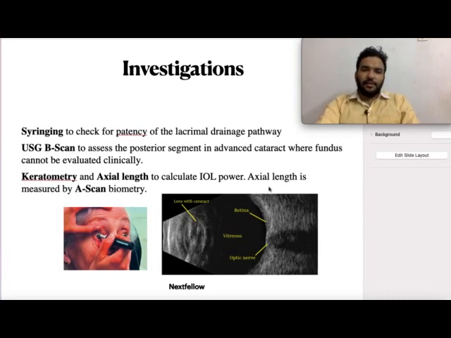This is A scan, this is B scan. A scan is for axial length, and B scan is for all these posterior retinal pathologies. So A scan is basically a single axis. B scan is by two axes, x and y axis we will get. This is like a 2D picture. This is like a single line.